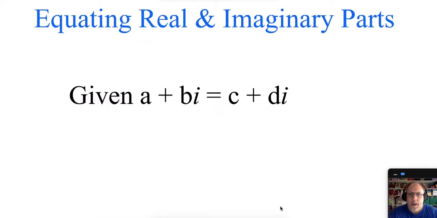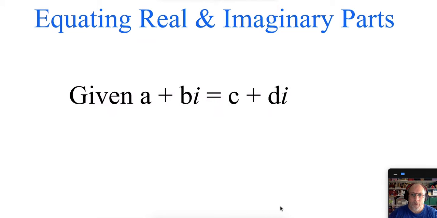Couple ideas around complex numbers. The first one being the idea that we have two complex numbers that are equal. What do we know about their parts? So we're given that a plus bi is equal to c plus di in this case.